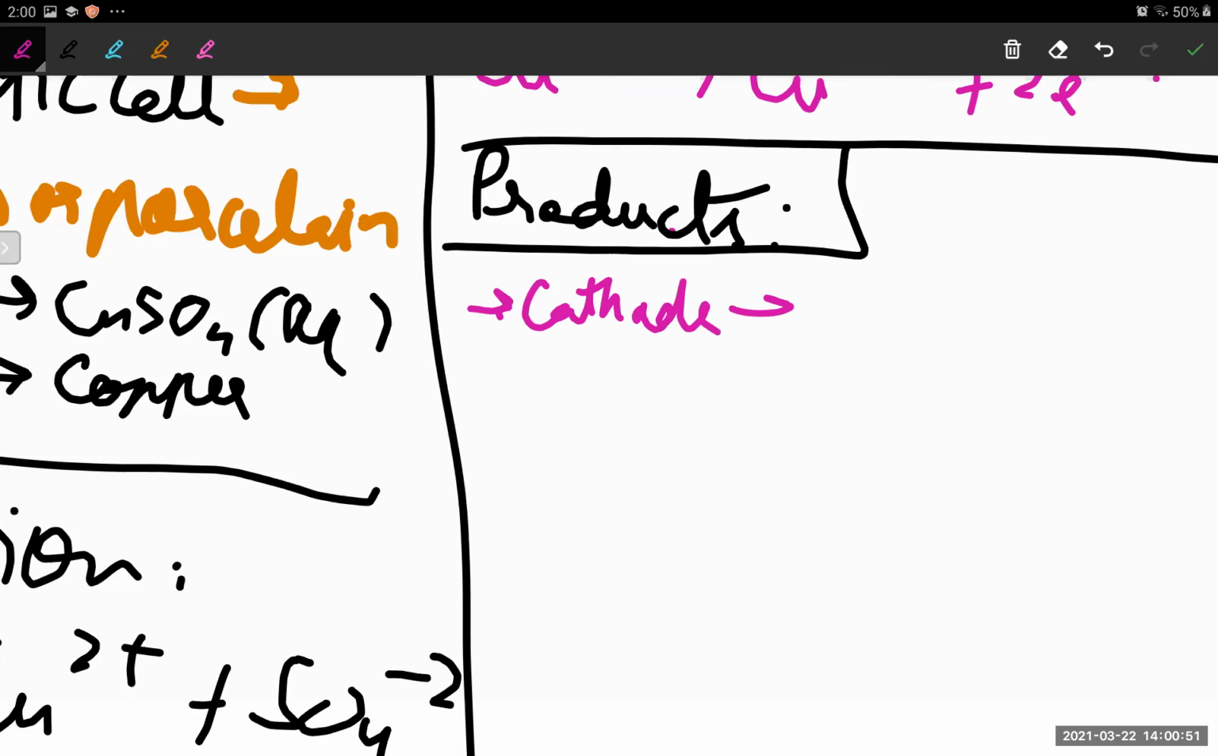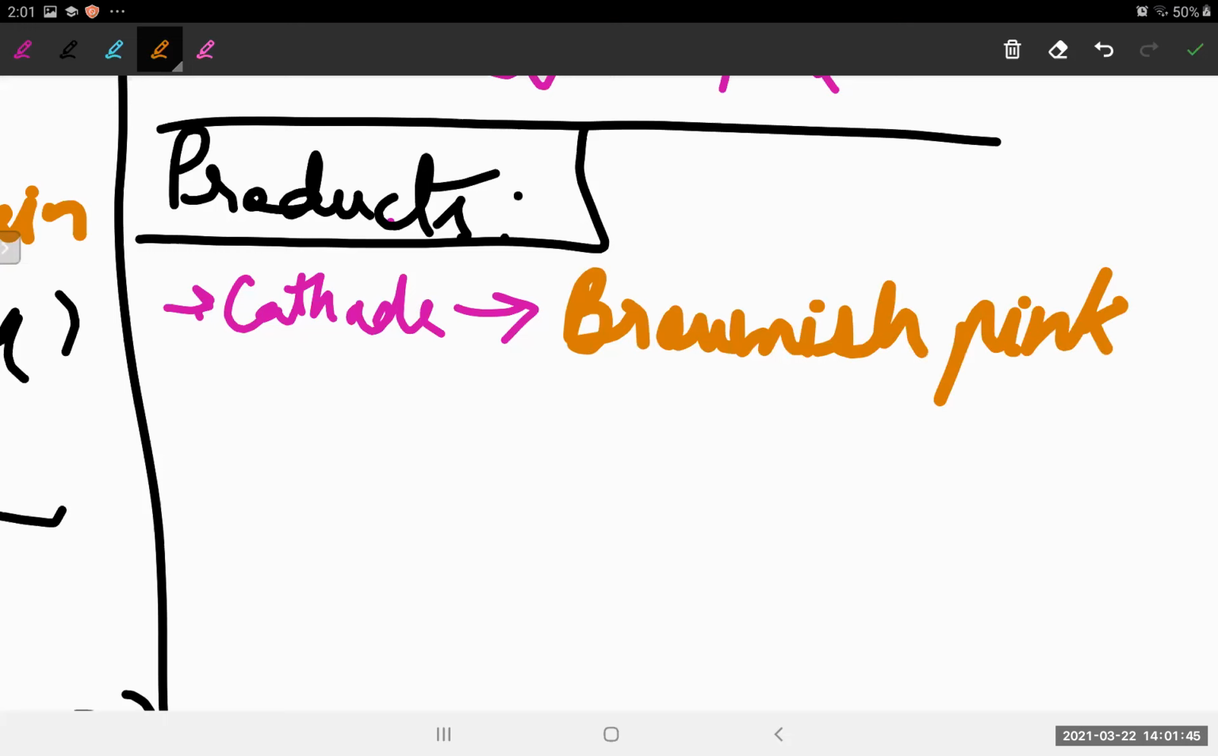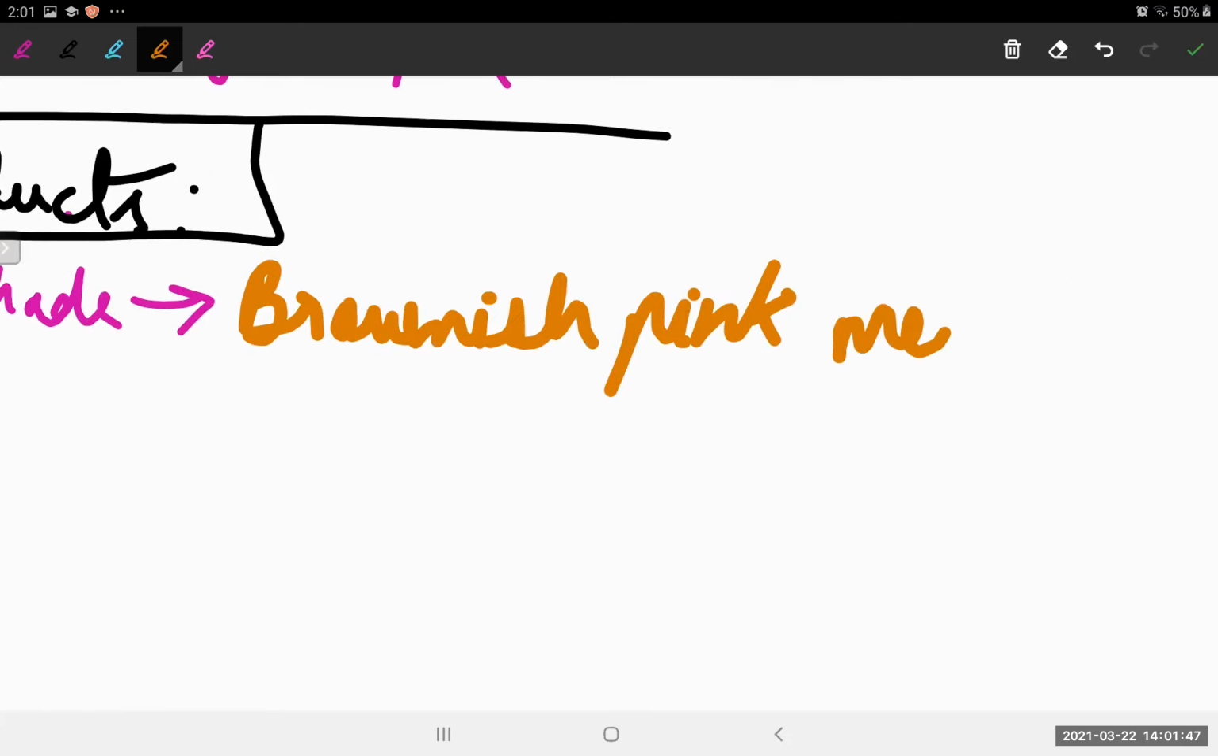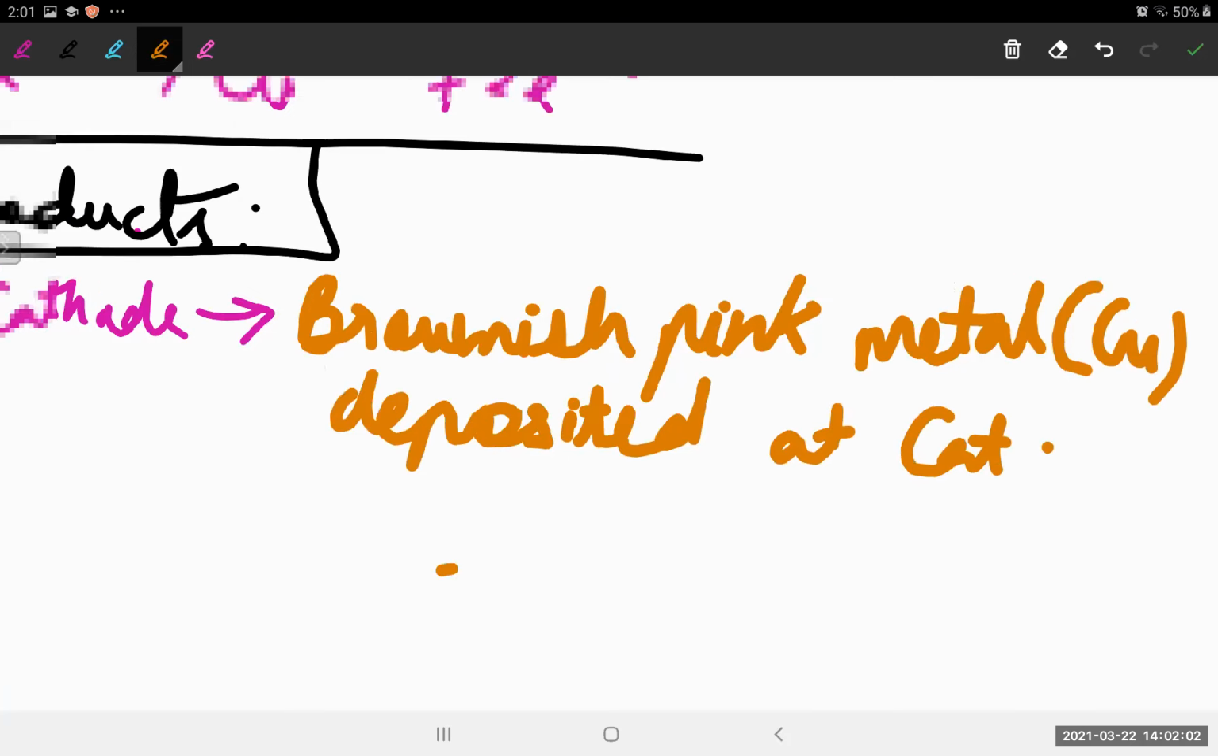Very good. So what will be the product at the cathode? Copper is going to deposit on the cathode. Copper is initially blue in color, and now it will turn brown, a brownish pink metal. That is the copper metal, right? Copper metal is deposited at the cathode during electrolysis of CuSO4 solution.